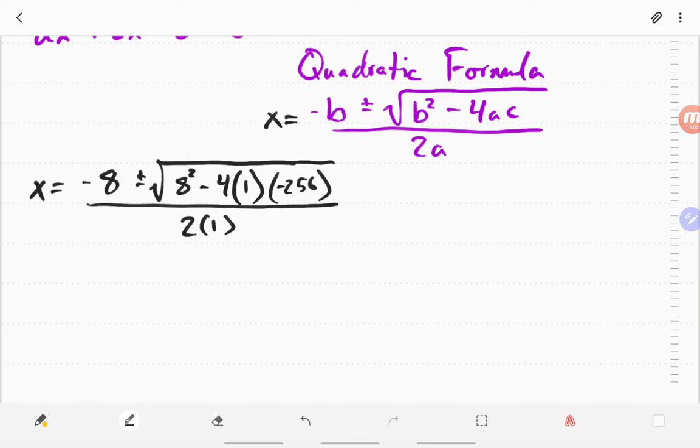So what we end up with here is our negative 8 divided by 2. That's going to give us negative 4, plus or minus, okay, well, looking here, the square root of 64 minus 4 times negative 256. Negative 4 times 256, that's going to give us 1,024. So that gives us 64 plus that.